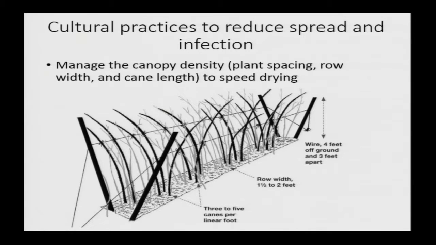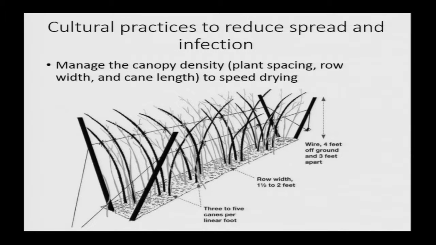Cultural practices are, of course, very important. And in raspberries, the canopy can get really dense. So you want to manage the density of that canopy, both because if you promote air circulation, then you're reducing that moisture level in the canopy, and that's going to suppress the sporulation and the infection abilities of the fungus in question. And then there's also the effect on improved coverage.